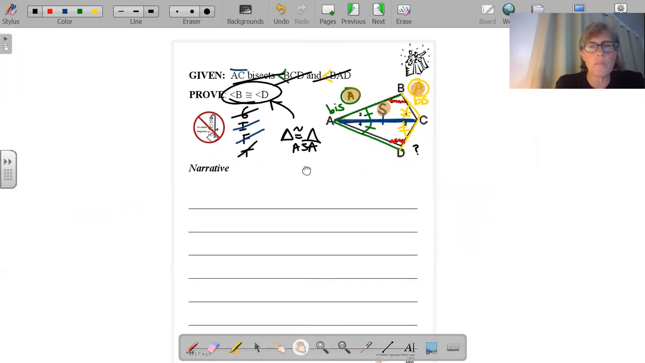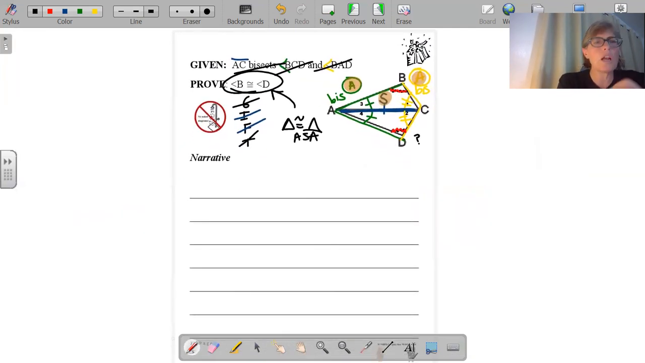Let me give you an example, and I'm going to color code it for you. Okay, we're going to do angle, and a side, and an angle. So, step number 1.